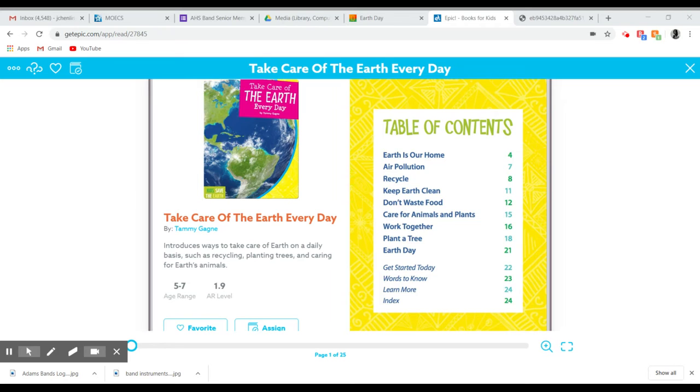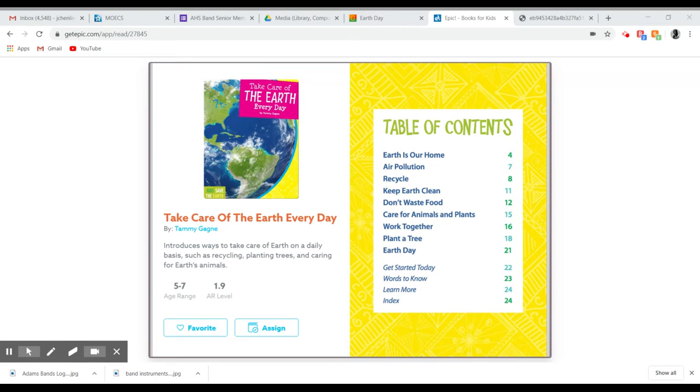Now, today is a really special day. It's April 22nd. And every year on April 22nd, the people around the world come together to celebrate Earth Day. And on this day, we learn all about the planet Earth and all the different ways that we can help take care of it. So I thought for today, we can read a story called Take Care of the Earth Every Day. It's a nonfiction book.